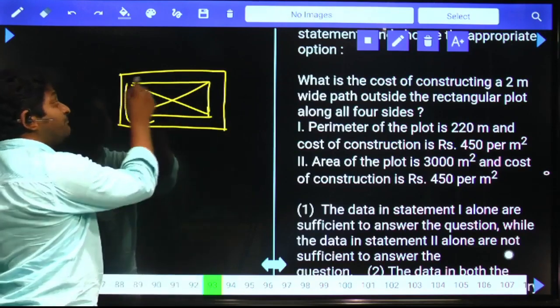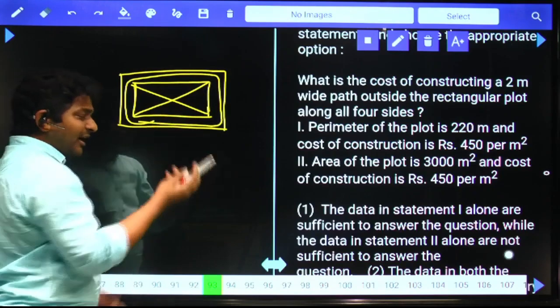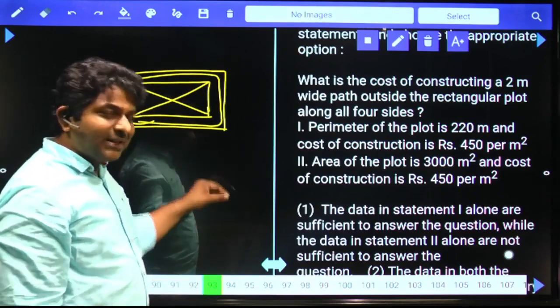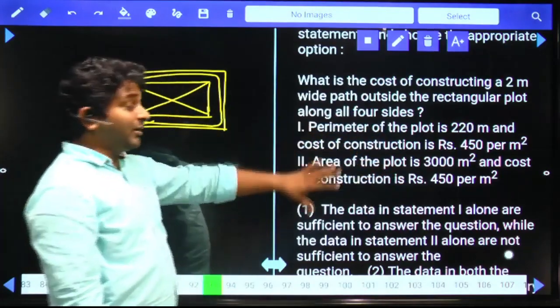We need to know the path area. Using only plot area and rectangle area, we cannot identify how much is the path area. Hence, statement 1 alone is sufficient, but statement 2 is not sufficient.